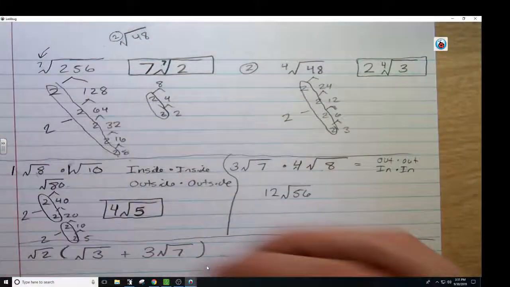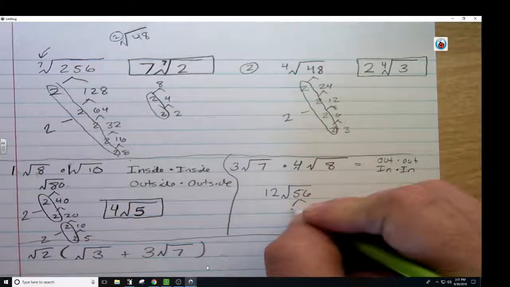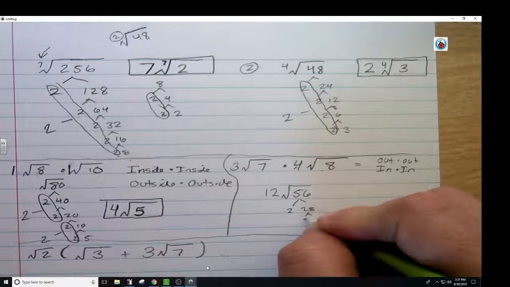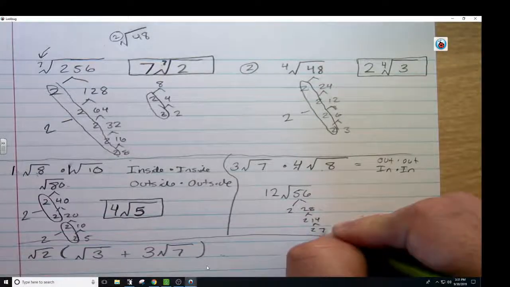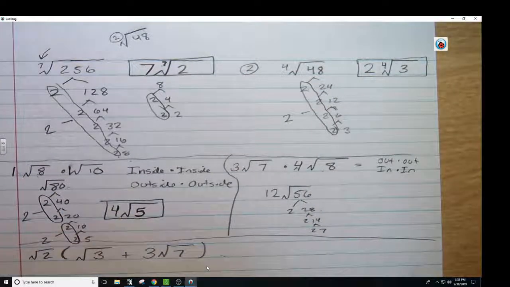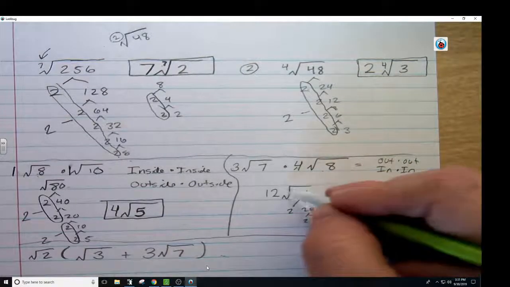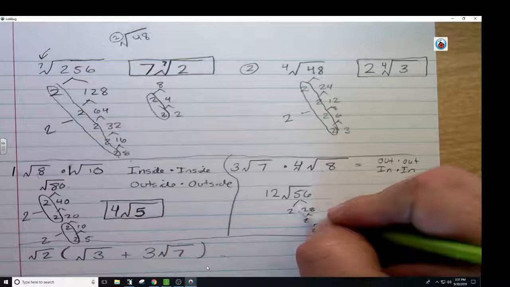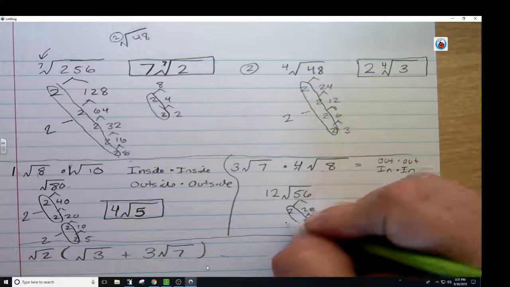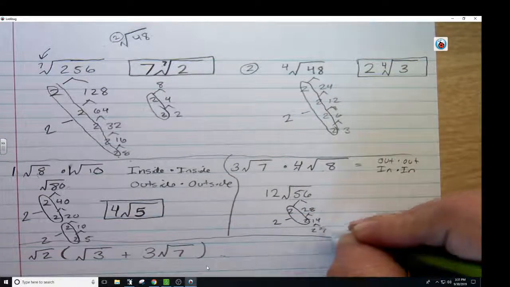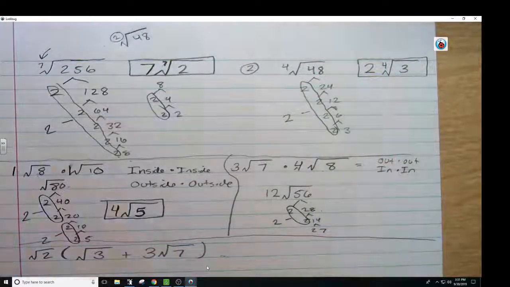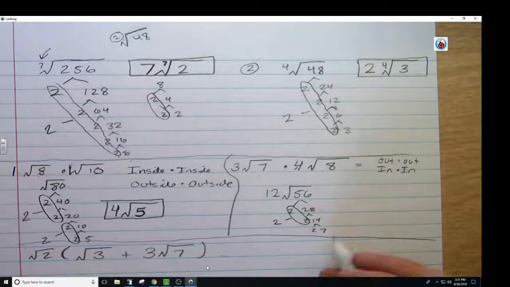Okay. Now we're going to break this down. 2 and 28, 2 and 14, 2 and 7. Now, remember, index is 2, unless otherwise posted there. Now, we have a pair of 2's, bring it out. Now, we do have a 2 and a 7 that do not have a pair. So what that will be, we'll go back on the inside.